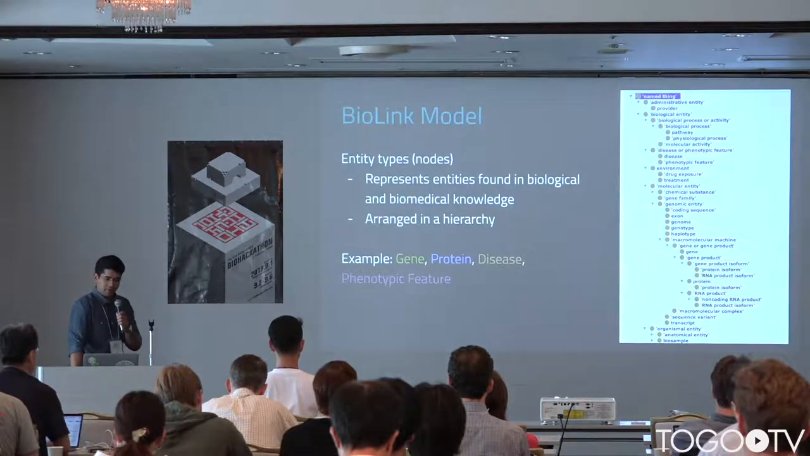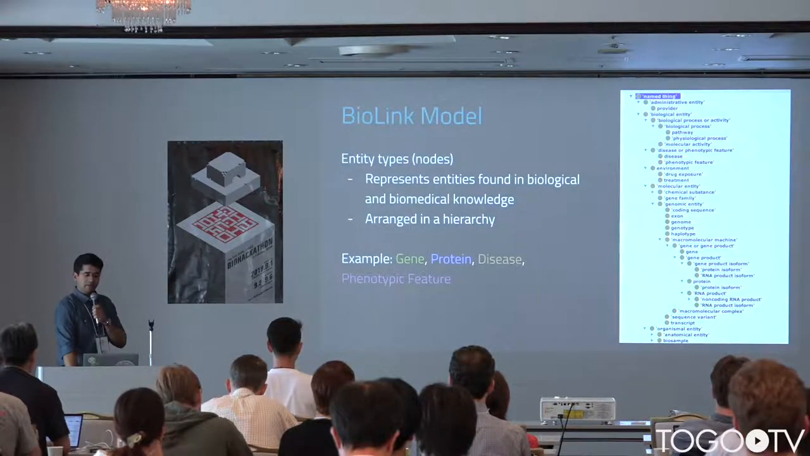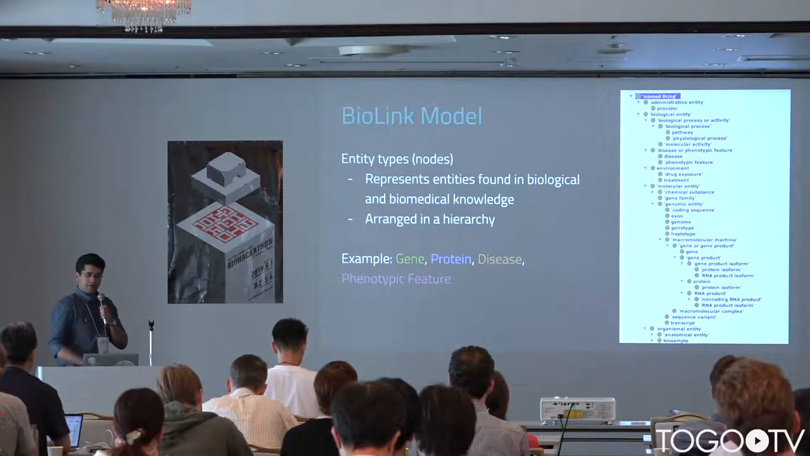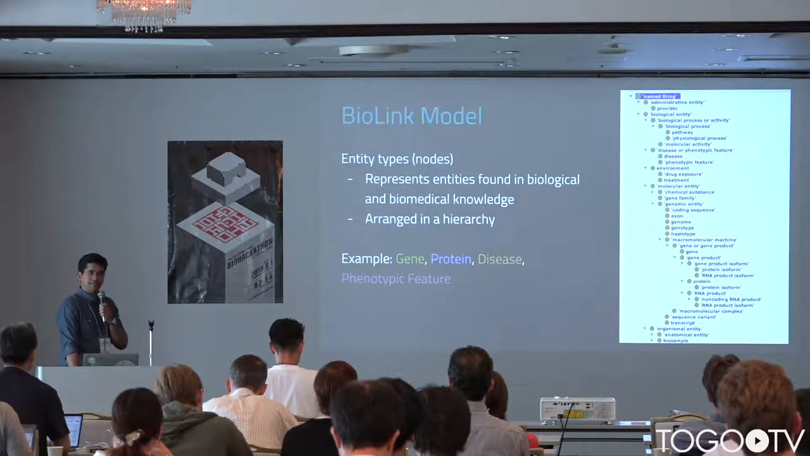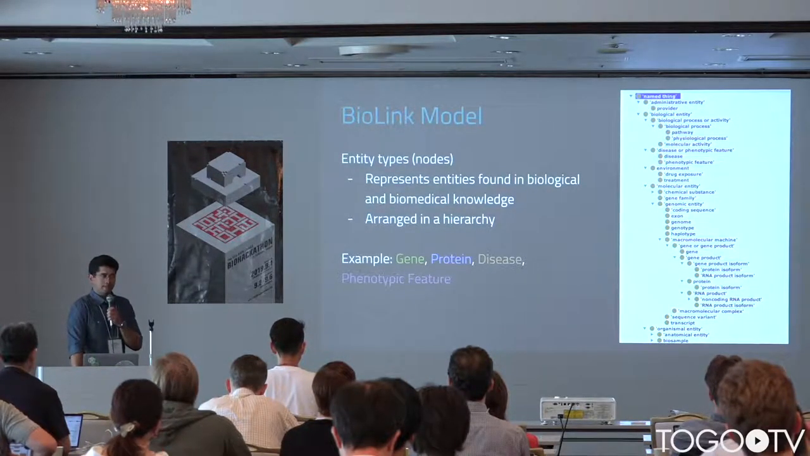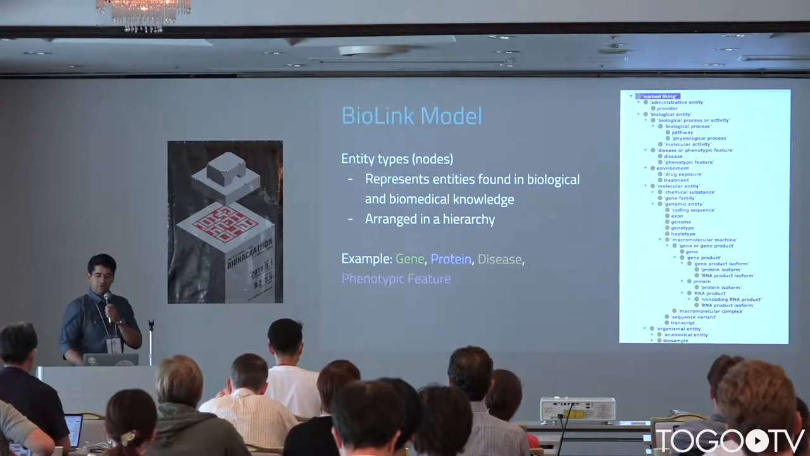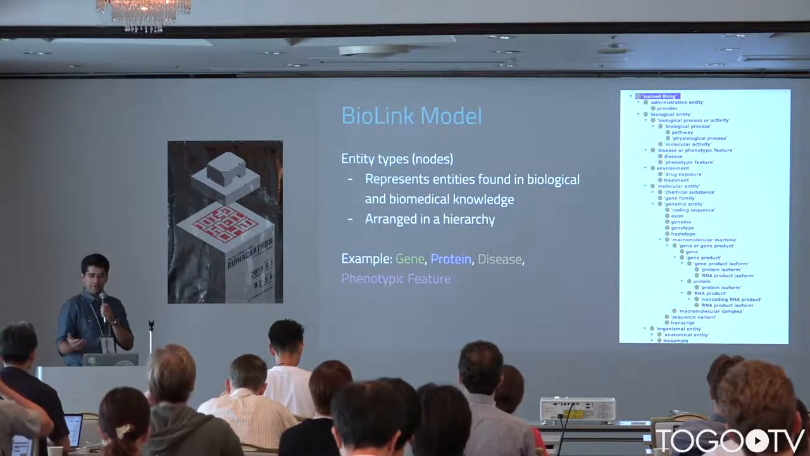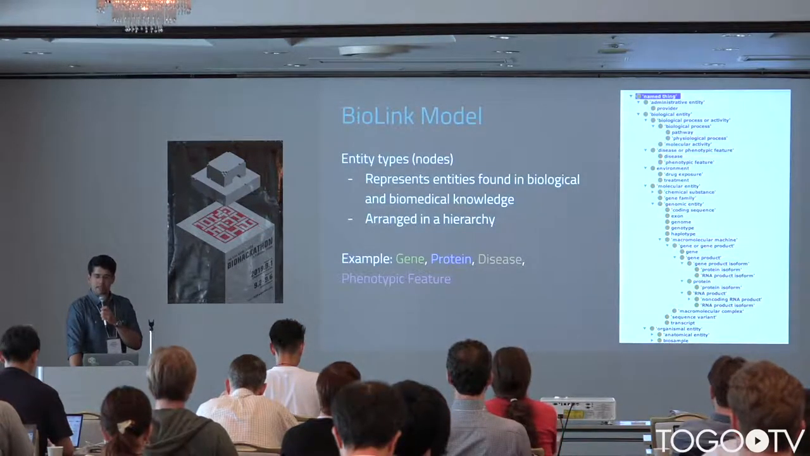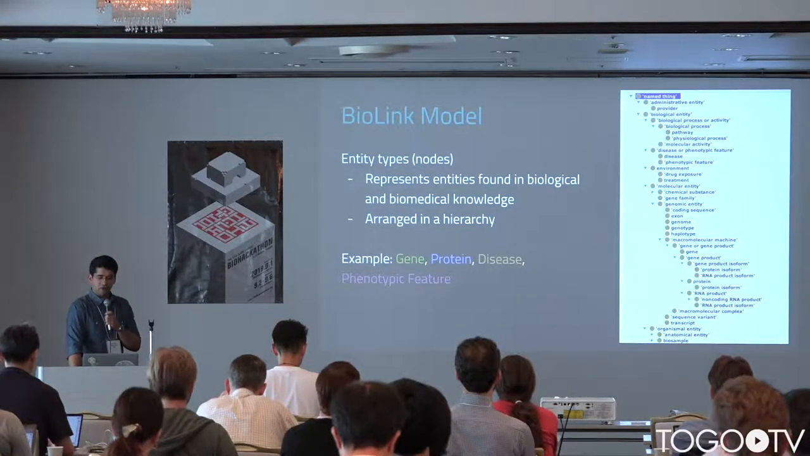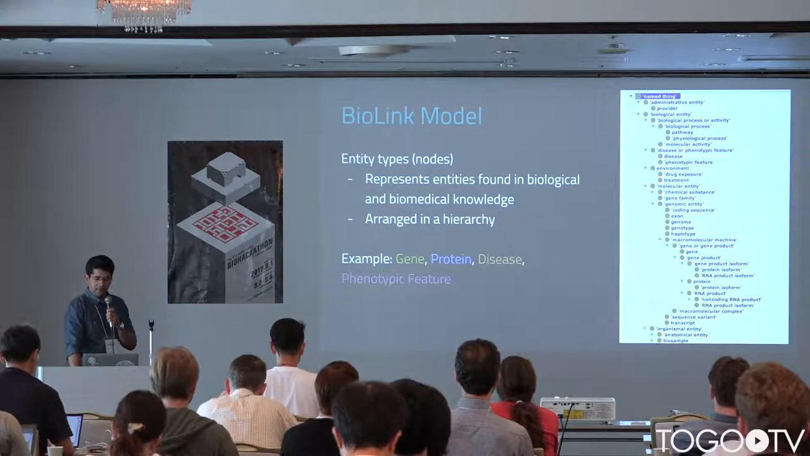And so we developed the BioLink model with that goal in mind. At its core, it consists of two branches. One is the entity types, and the other is the association types. The entity types are basically nodes which represent entities found in biological and biomedical knowledge, like gene, protein, disease, phenotypic feature, and they're all arranged in a hierarchy within the model.